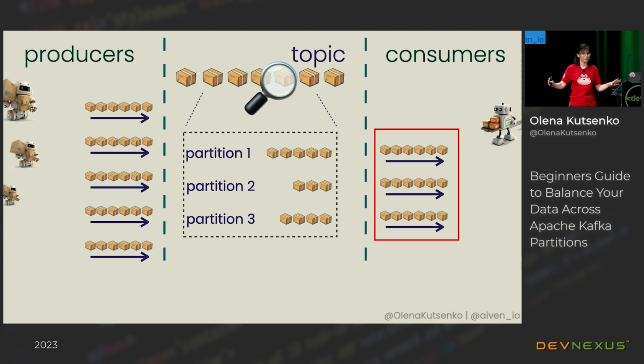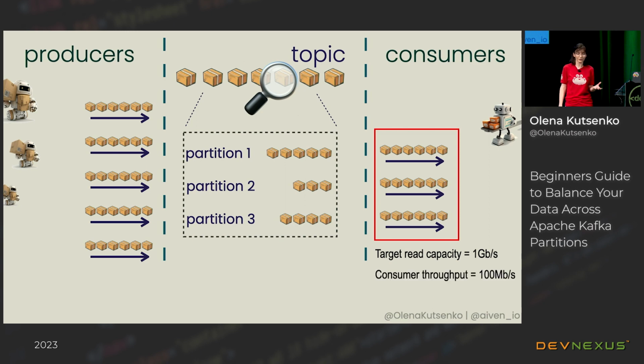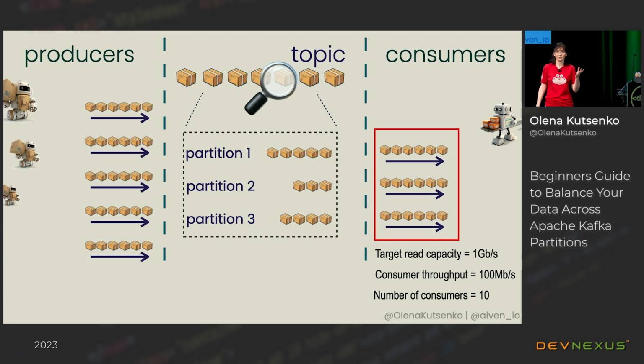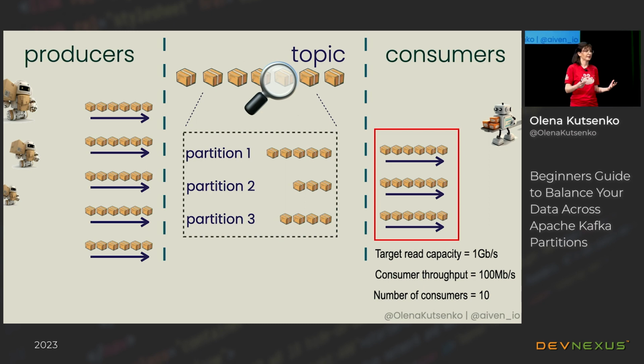For example, if your targeted read capacity is 1 gigabyte per second, but your consumer can process 100 megabytes per second, then you need at least 10 consumers, and this means 10 partitions. And this would give you an idea of the minimal number of partitions you need to have in the system. Set this number somewhat higher, planning for the future. If in doubt, also select a higher number of partitions rather than lower, but don't go for extremes.